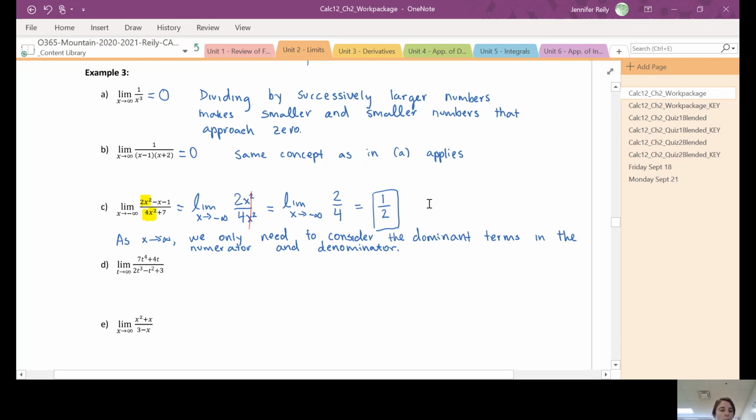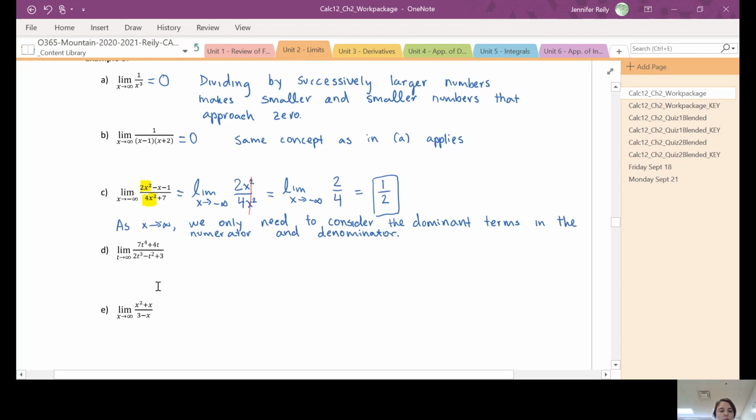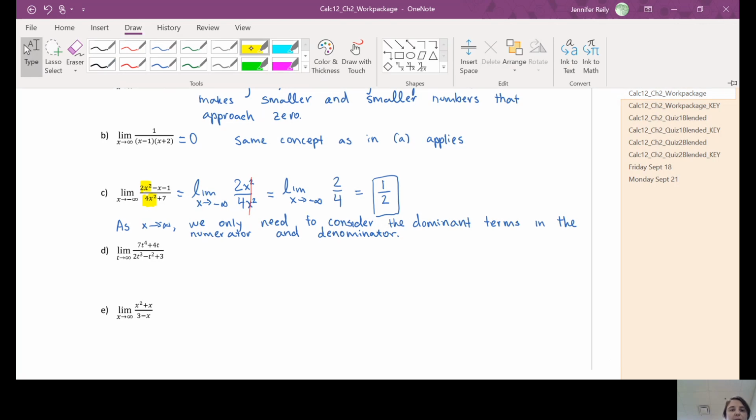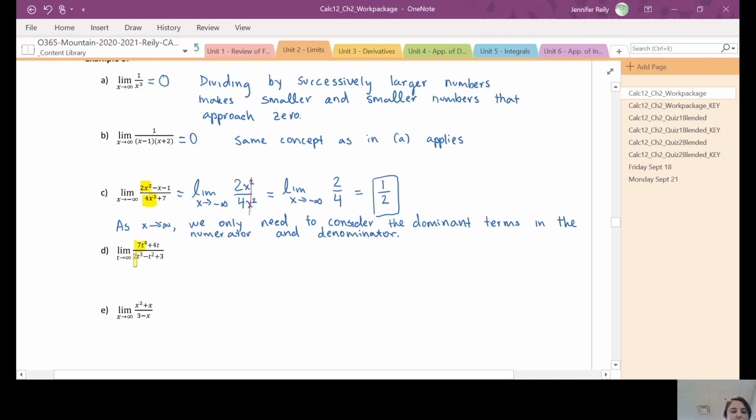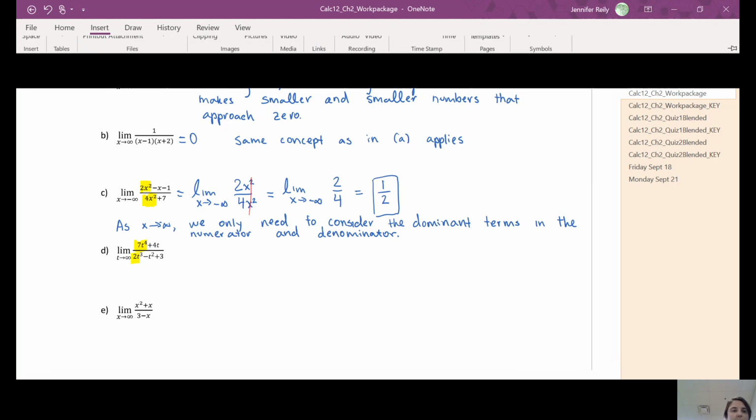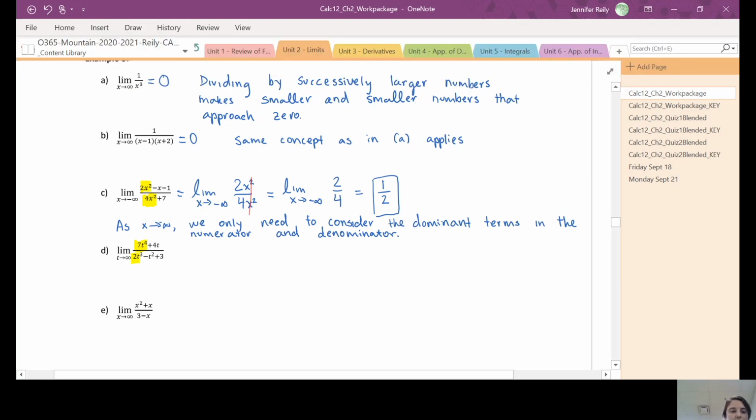and we're going to get a non-zero answer. In the next question, we have a degree 4 term in the numerator and a degree 3 term in the denominator. So the degree of the numerator is larger than the denominator. We haven't done this type of case yet. I'm just going to highlight the dominant terms and look at those only. This is the same as the limit as t goes to infinity of 7t to the power of 4 over 2t to the power of 3.